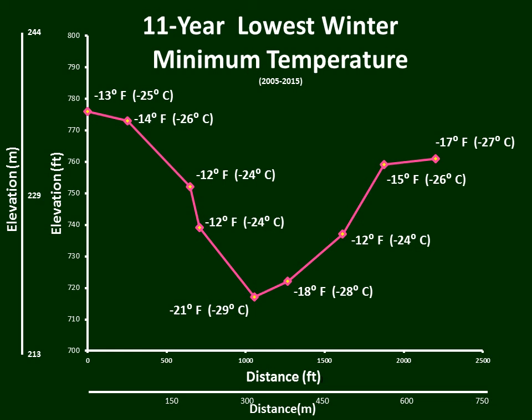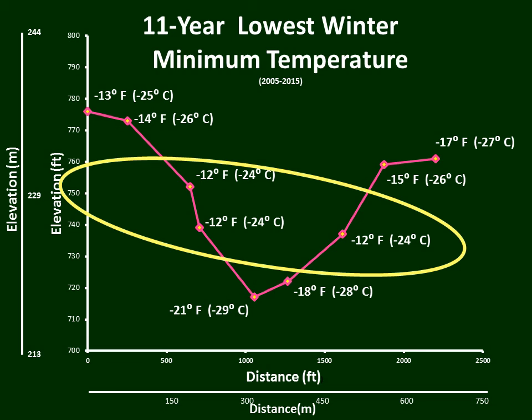Well, now we're going to look at the 11-year lowest winter minimum temperature that occurred in each of these 9 locations at any time during that 11-year period. What was the absolute lowest winter minimum temperature? Well, we're going to start out by looking at the 3 locations on the mid-slopes. That's the area of the terraces, locations 3 and 4, and the location of the Golden Delicious orchard on the other side of the valley.